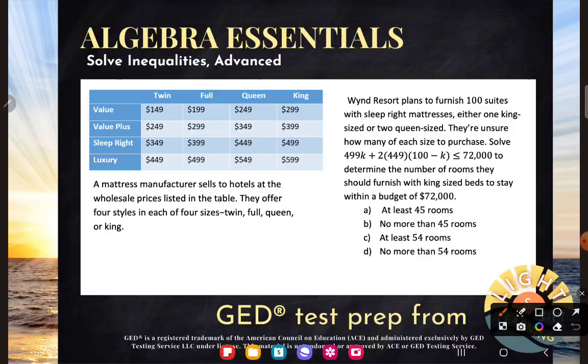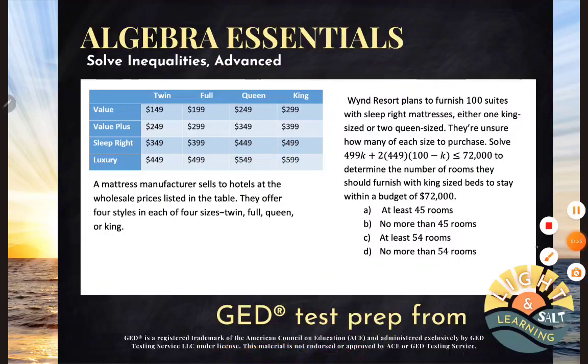of $72,000. Now, guys, honestly, as soon as I saw this language, I started breathing again. This word problem, this table are not so scary because they told me exactly what to do. They say solve this inequality in order to determine the number of rooms. Everything else here is kind of just a distraction, except this big, ugly inequality.